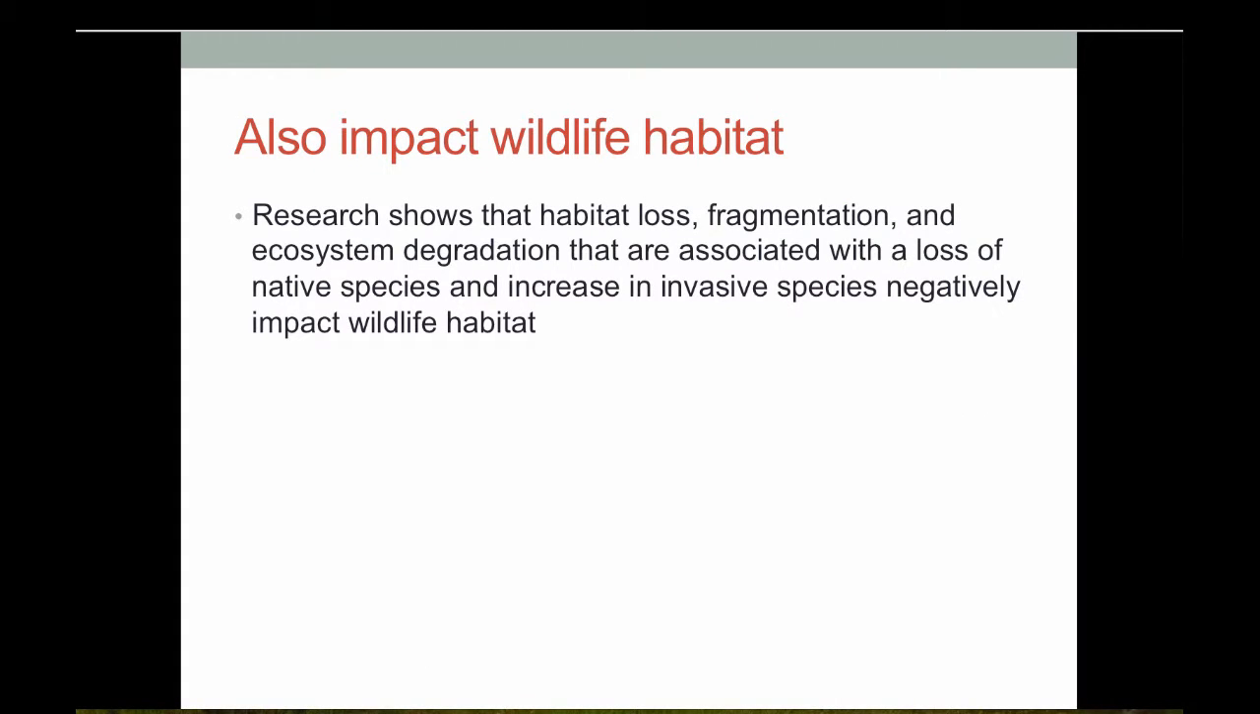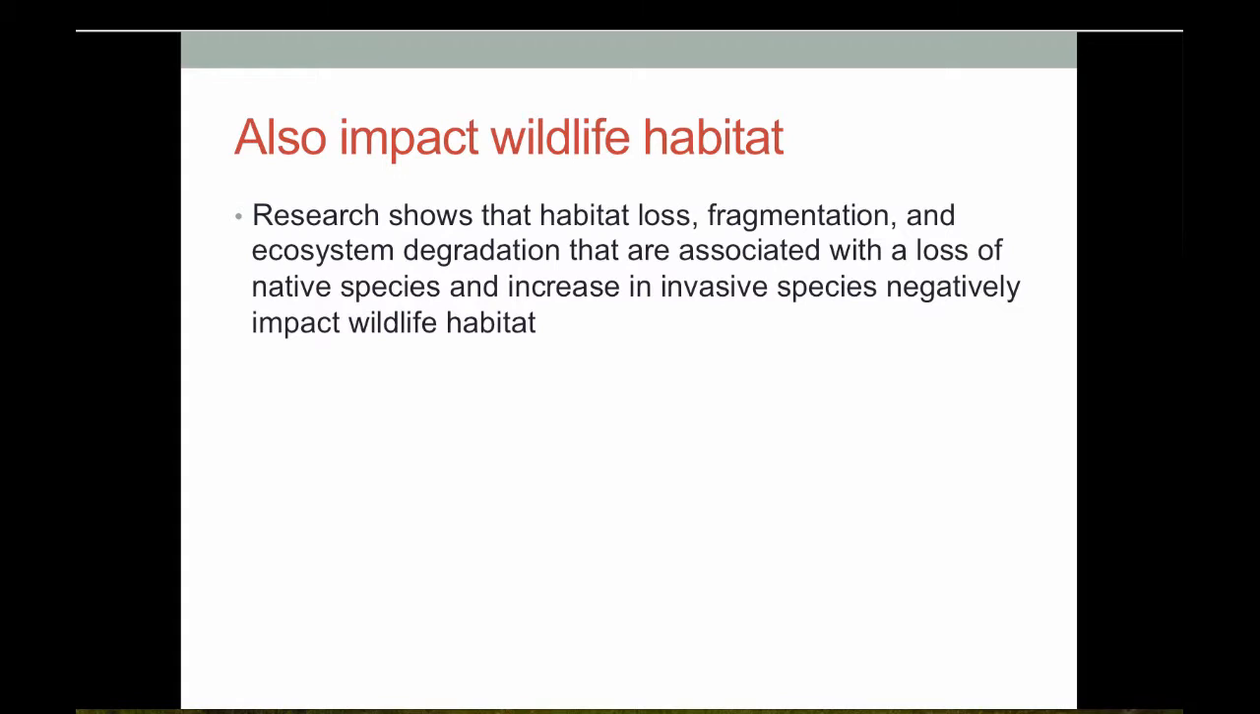Another thing that we need to be concerned about when we think about invasive species and pests are the impacts that it has on wildlife habitat. So the habitat loss and fragmentation and ecosystem degradation that are typically associated when we lose native species and see a corresponding increase in invasive species is going to negatively impact wildlife habitat.